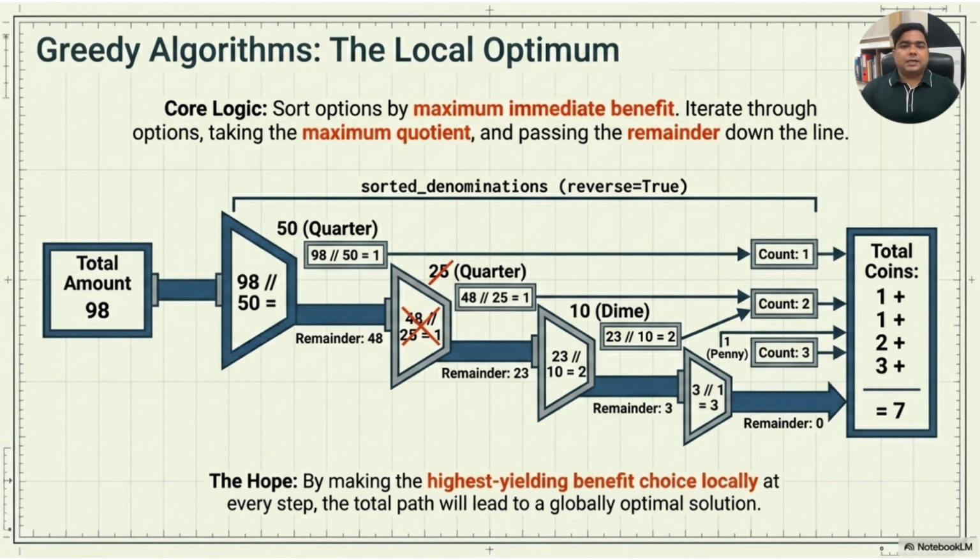This is greedy thinking. At each step, we do not look at all possible future combinations. We simply ask, what is the best choice right now? The hope is that by choosing the best local option at each step, the final answer will also be globally optimal. However, as we will see in the next slide, this hope is not always correct.